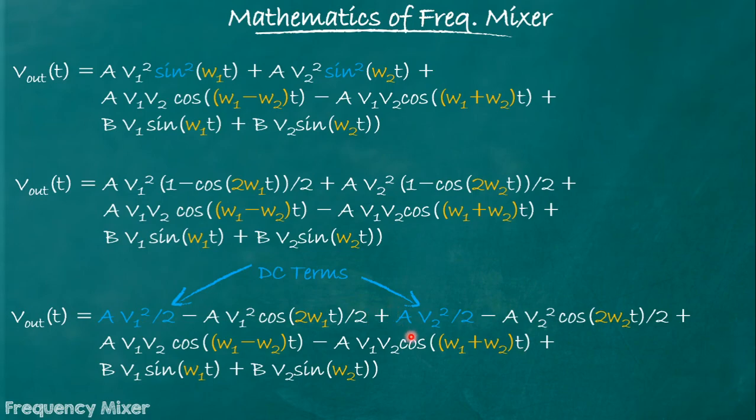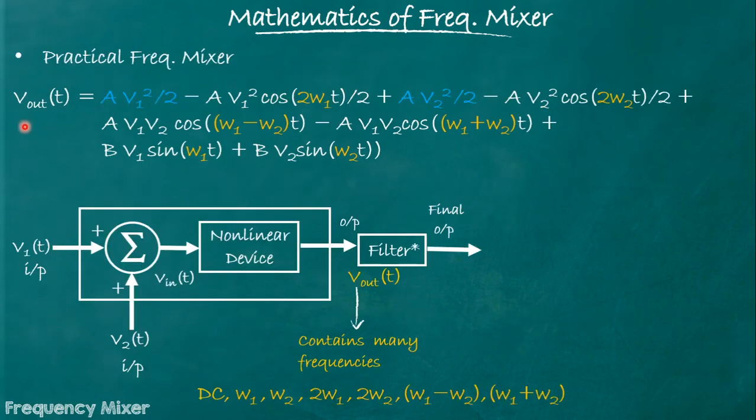So these two terms are nothing but the constant term, the DC term. So you can see that V out also contains DC in the output. So here we can see that your V out is represented by this equation. Now in this equation, we can see that it contains DC terms shown in blue color, a term with frequency 2 omega 1, a term with frequency 2 omega 2, a term with frequency omega 1 minus omega 2, a term with frequency omega 1 plus omega 2, a term with frequency omega 1, and the last term with frequency omega 2.